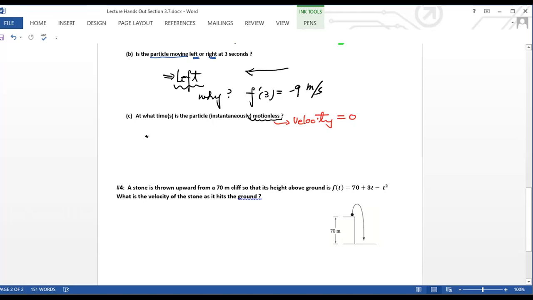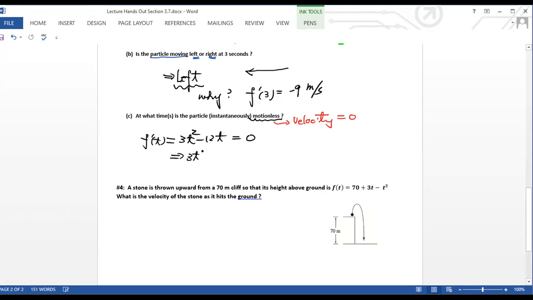So I know f prime of t is equal to 3t squared minus 12t here, right? So I want to find the time. I know motionless means this is equal to 0. That means the velocity, because f prime of t is the velocity. So now I will solve it.